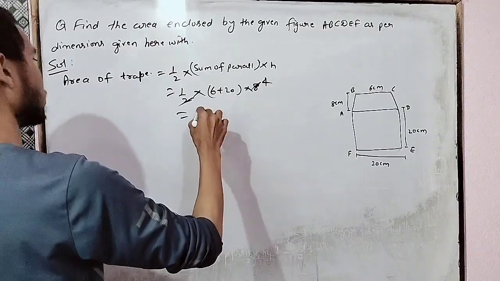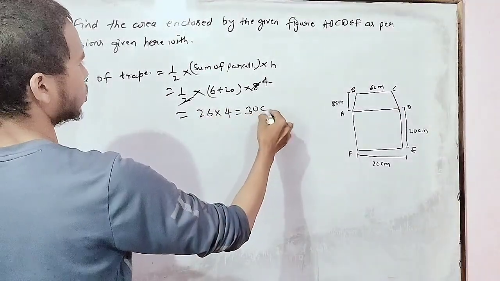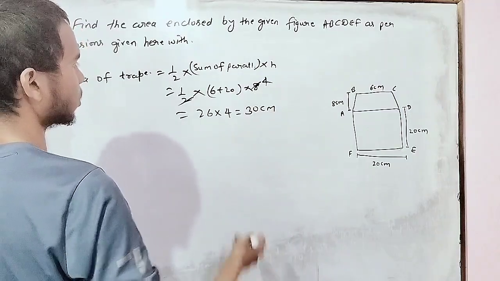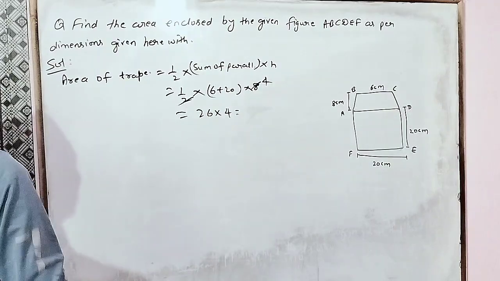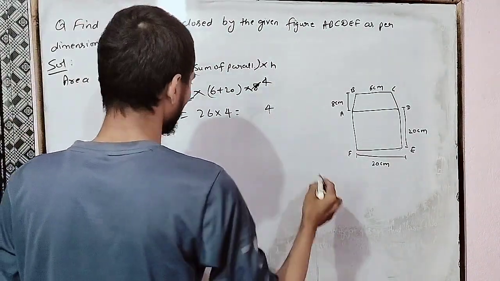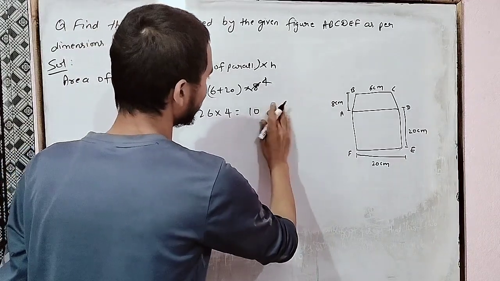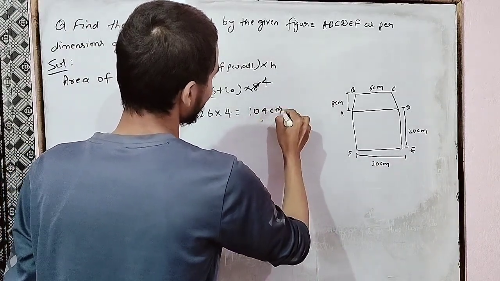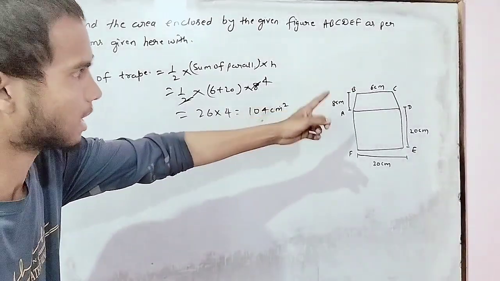So 6 plus 20 is 26, multiplied by 4. How much is that? No, this is multiplication. 4 sixes are 24, 2 fours are 8 and 2 is 10. So 104 centimeter square. This is the total area of this trapezoid.